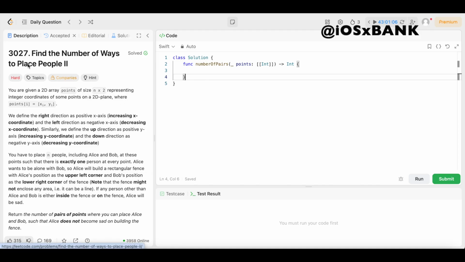Find the number of ways to place people to. The difficulty level is hard, but don't worry because you already know we're going to keep the solution as simple and easy to understand as possible.